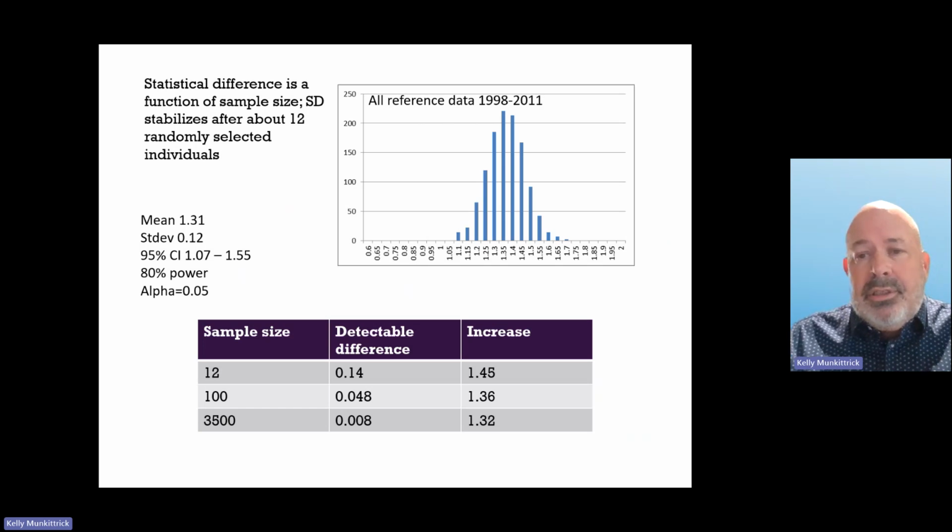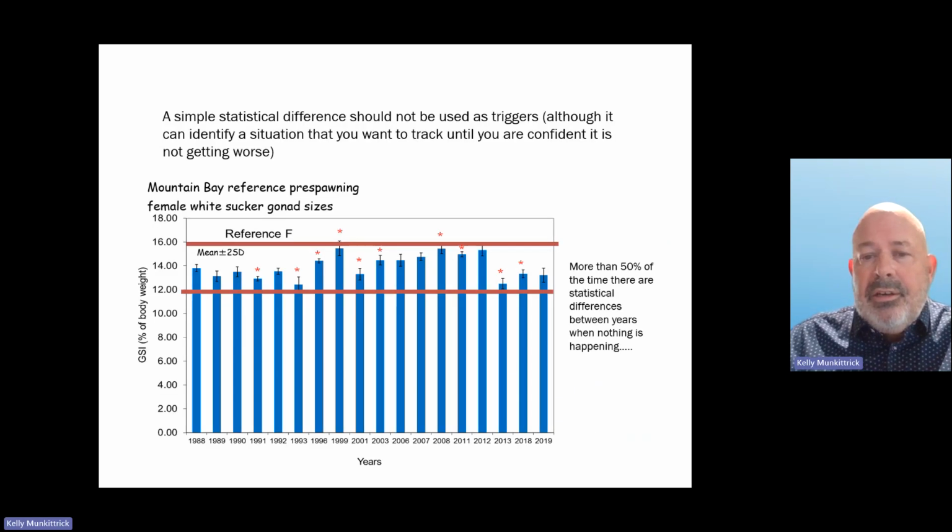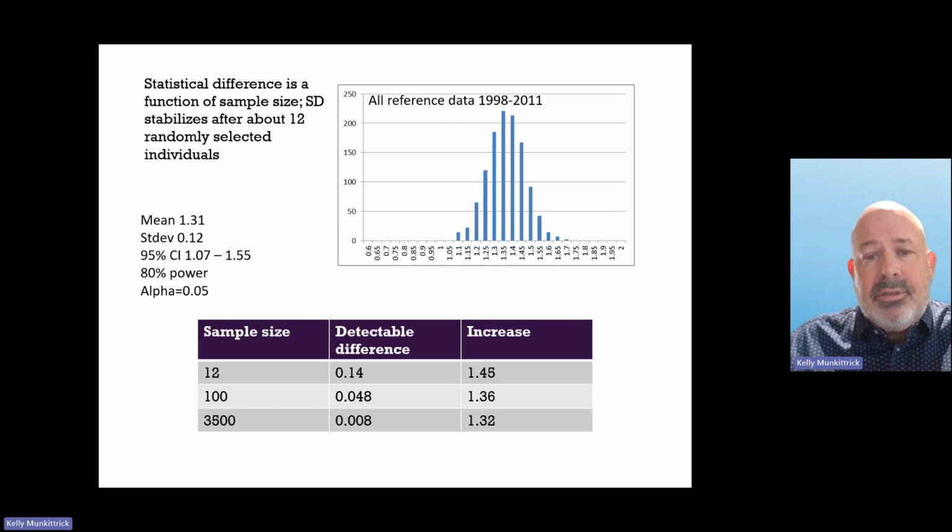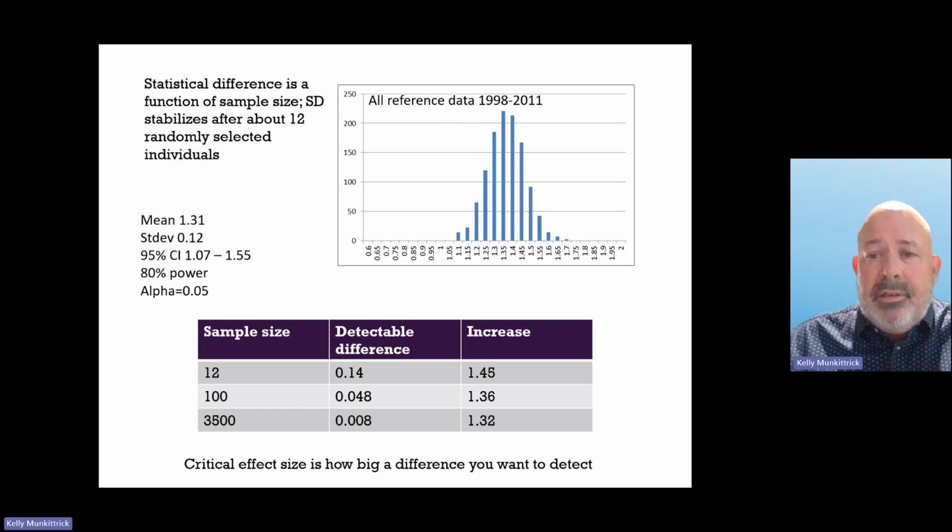So statistical difference is just a function of effort. If I go out and collect enough animals or samples, I'll be able to find a statistical difference. The difference that we see here, the red lines are 2 standard deviations of the entire data set, and it's what we use if you don't have sufficient data as an estimate of what a meaningful change is. So I don't start to really worry until a change gets bigger than 2 standard deviations. But if I see a statistical difference, I still want to keep my finger on the pulse and I still want to look at it. But the critical effect size is how big a difference you want to be able to detect.